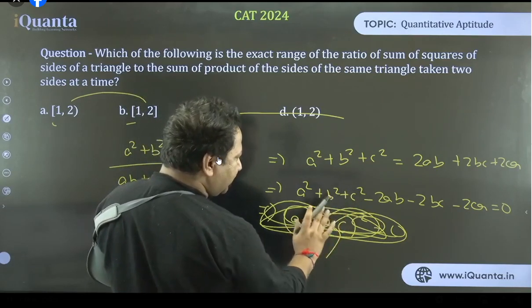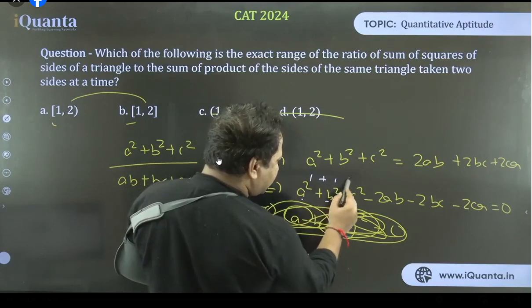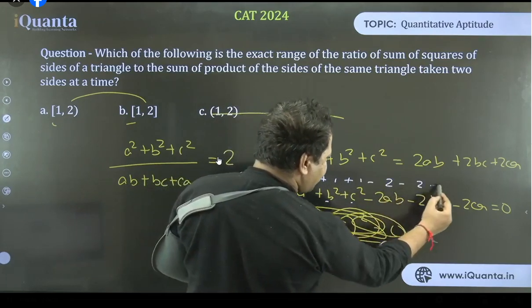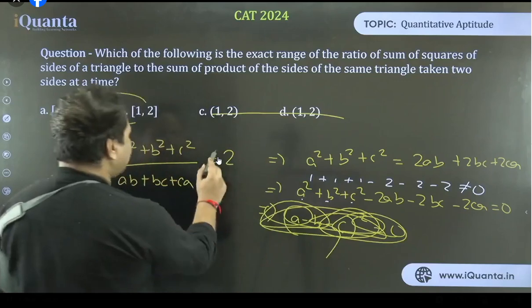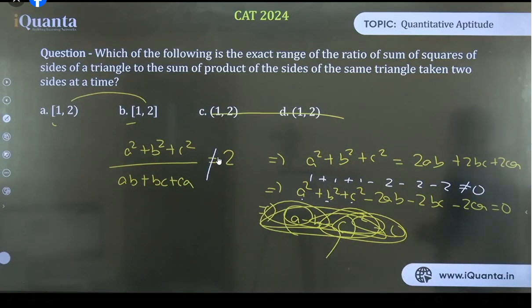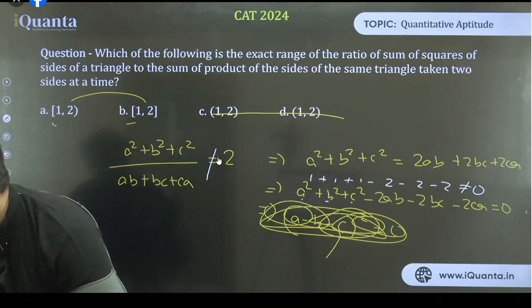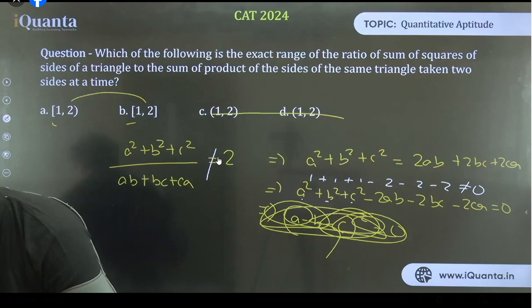So here this thing, if it is zero, that means it is zero for everything. So if I put A, B and C equal to 1 each, 1 plus 1 plus 1 minus 2 minus 2 minus 2, it is not equal to 0. That means our assumption was wrong. Clear? Is that clear? Cool.